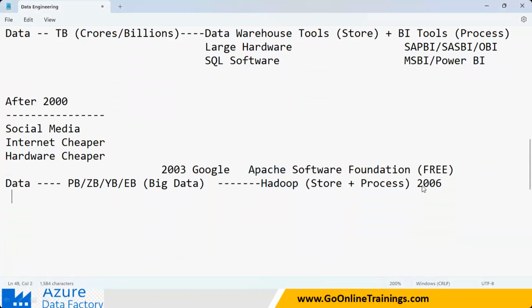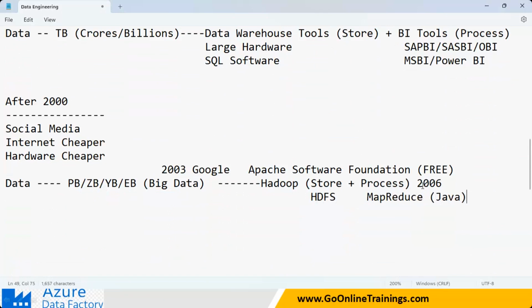Clear? So if you want to store the data, HDFS is the software that has been given to store the data, and MapReduce has been given if you wanted to process your data. MapReduce is completely Java software. Clear? So these are the things which are available in the market as of now.